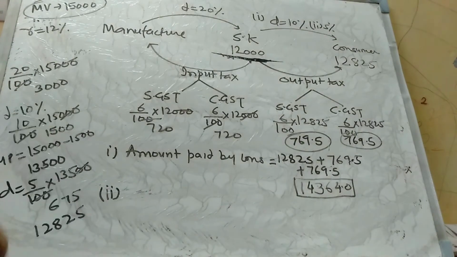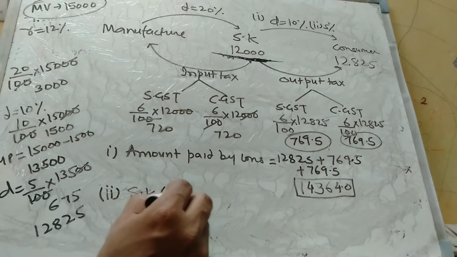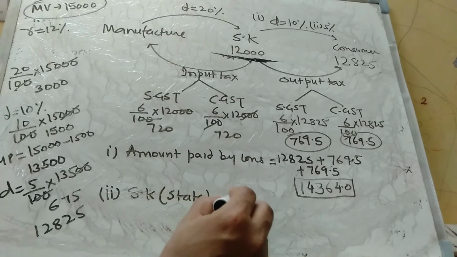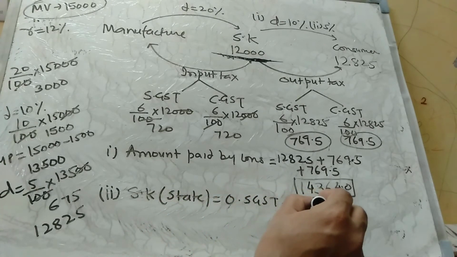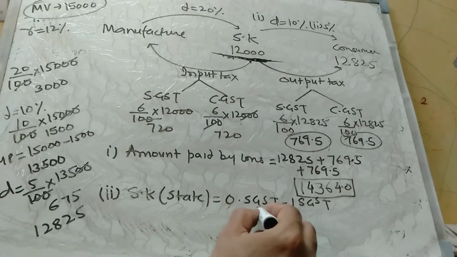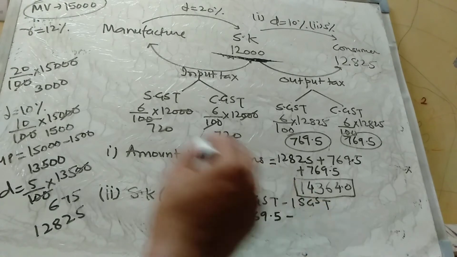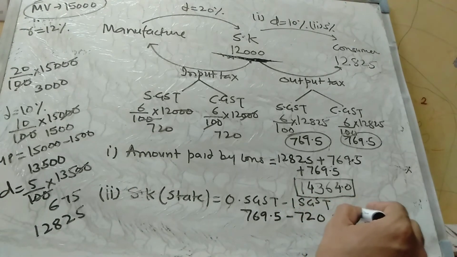In the second part, how much tax is paid by the shopkeeper to the state government. Again, output SGST minus input SGST. Output SGST is 769.5, input SGST is 720, so it will be 49.5.